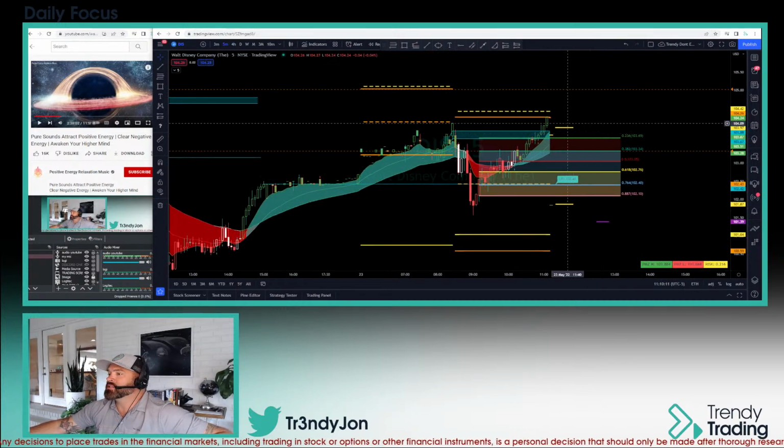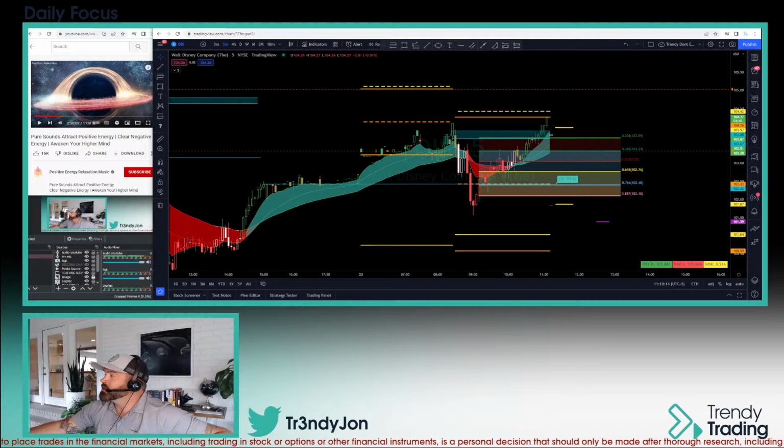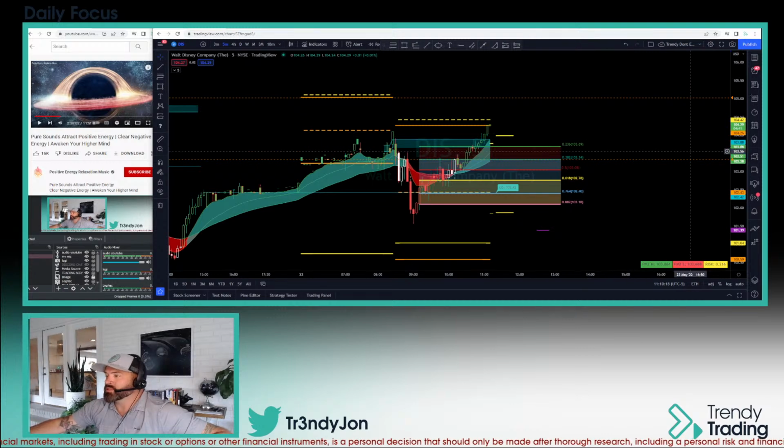So I just took this Disney trade. We just hit our T1, guys. If you're wanting to trim right there, this is a scalp position. This is called a PMZ trade.